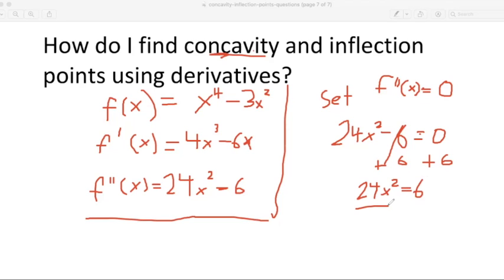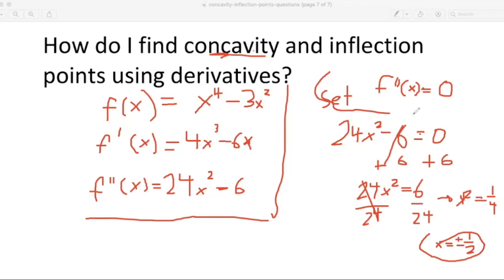Divide both sides by 24. That simplifies to x squared is equal to 1/4. And when I take the square root here, I get that x is equal to positive or negative 1/2. So these are places where I know that f double prime is equal to 0. And now what I'm going to see is what happens between these places.